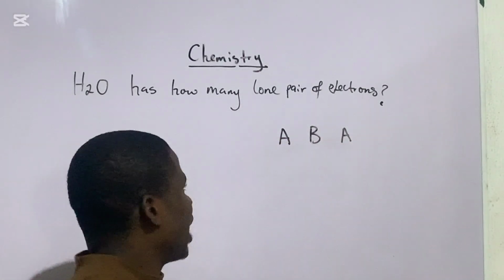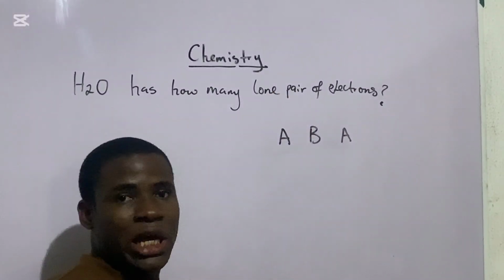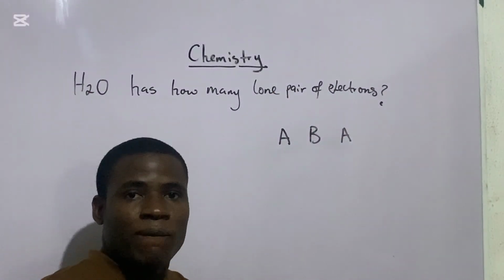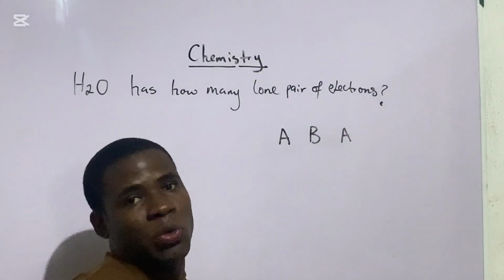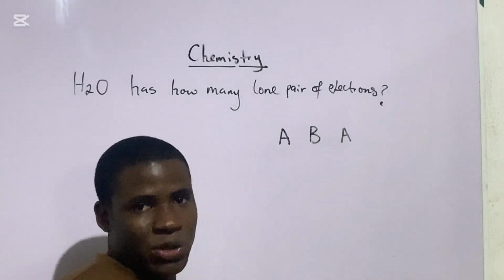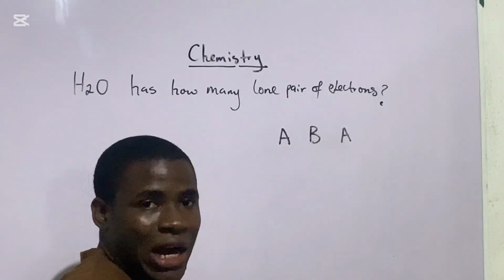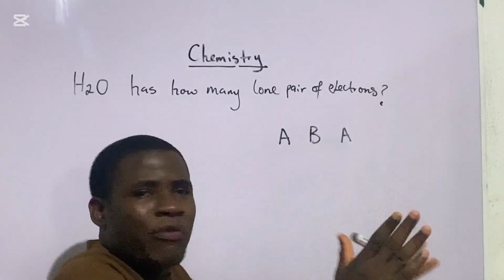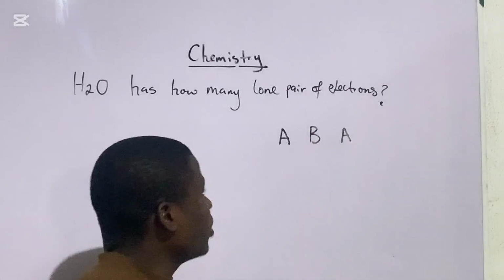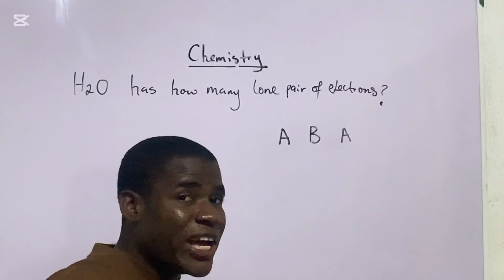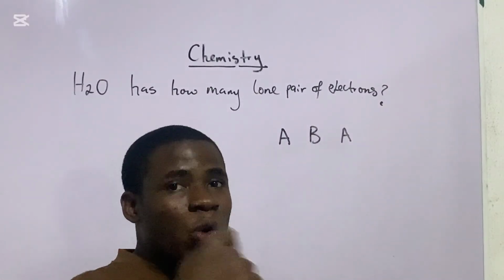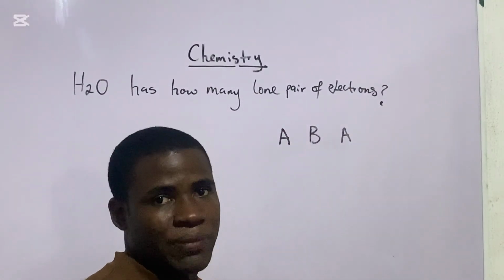What do I mean? I mean that a lone pair of electrons is referred to as a pair of valence electrons that are not involved in bonding with another atom, specifically for the central atom. And this lone pair of electrons affects the shape of a molecule and equally affects its polarity. Does it make sense?